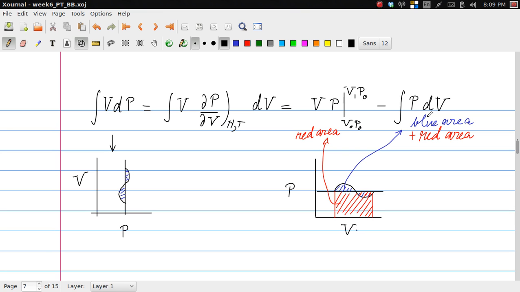So now we have here an integral that we can understand when V is the horizontal axis, and then we see that this integral gives you the red area plus the blue area, which is the area under the curve. However, the previous term was this fixed P0 value multiplied by V1 minus V0, and so that's precisely the red area. So this is blue area plus red area, and here we subtract the red area. So you see that you can choose whether you perform this integral in this way or in that way.